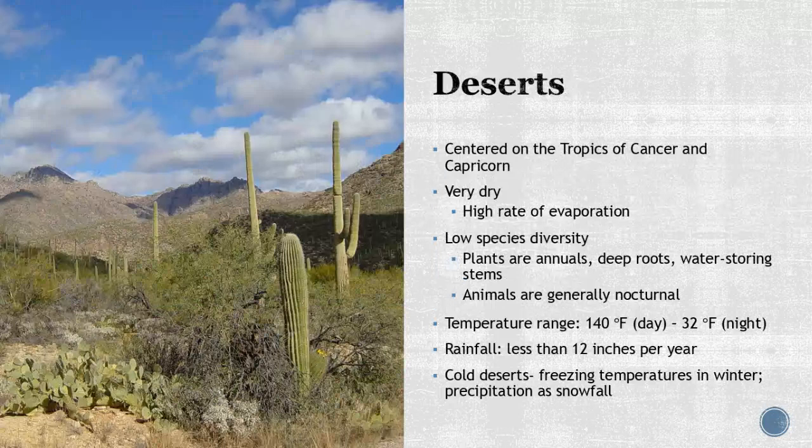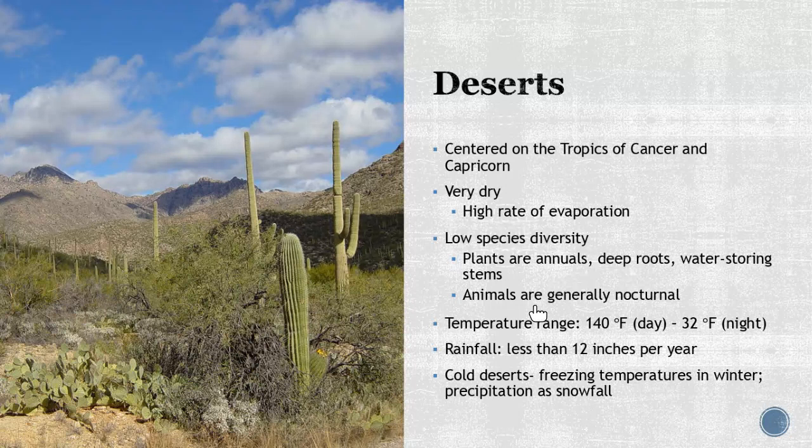Next up are deserts. So they're going to be centered on the tropics of Cancer and Capricorn. Now, when you think of desert, you think of extremely dry, not a lot of humidity in the air because you're going to have a high rate of evaporation. Now with this, it's a very harsh climate and you're going to have very low species diversity. So the plants that survive here are going to be annuals. They're going to have very deep roots so they can get to those water sources, and they're going to have the ability to store water in their stems long term.